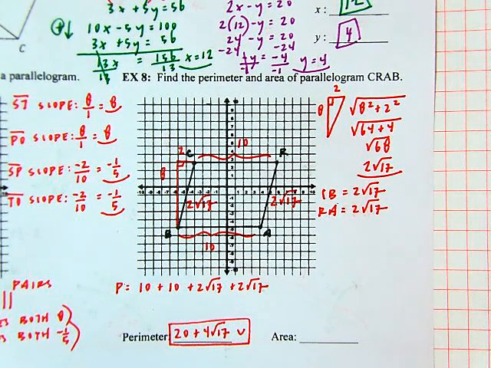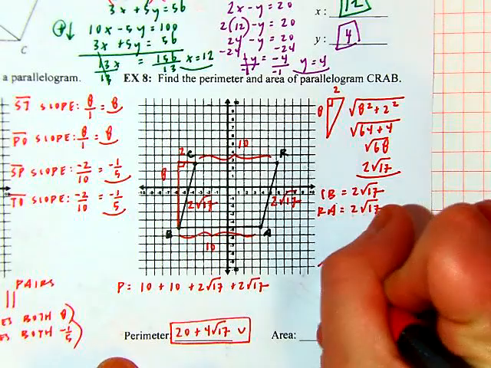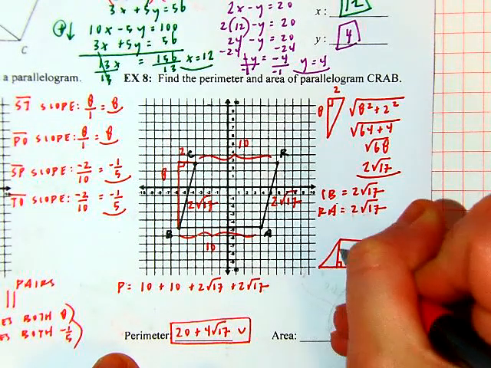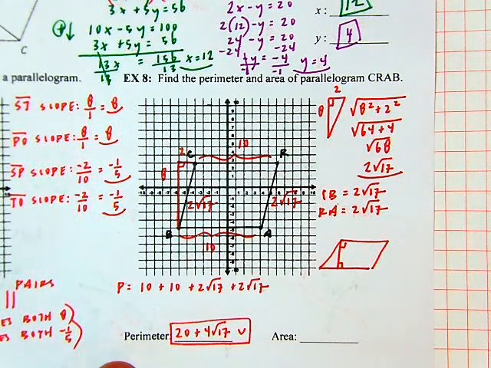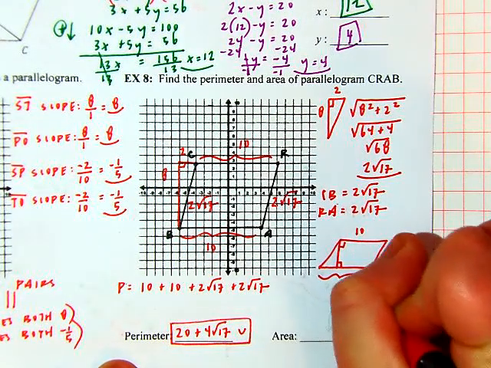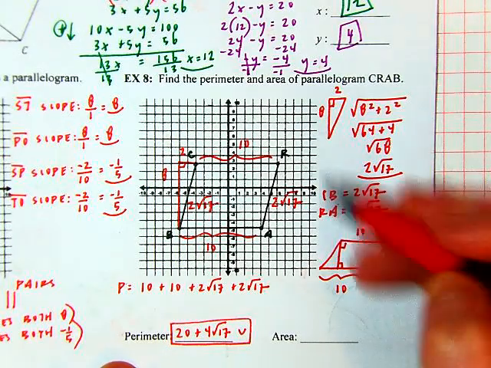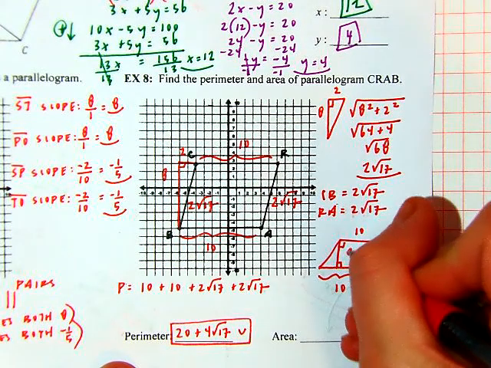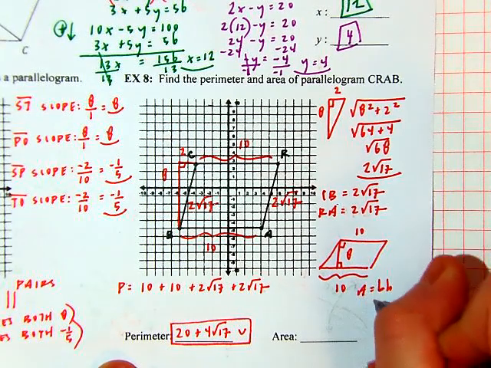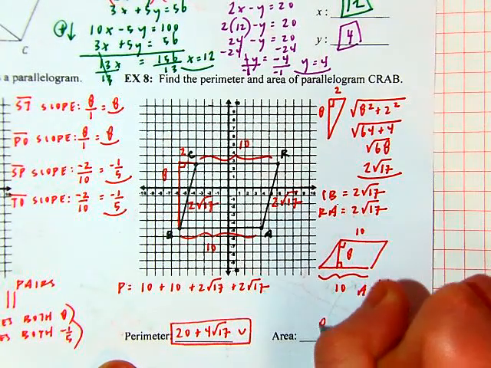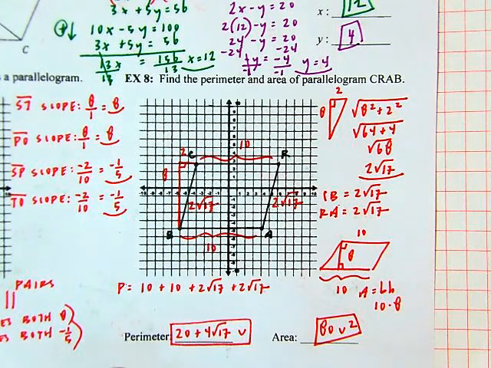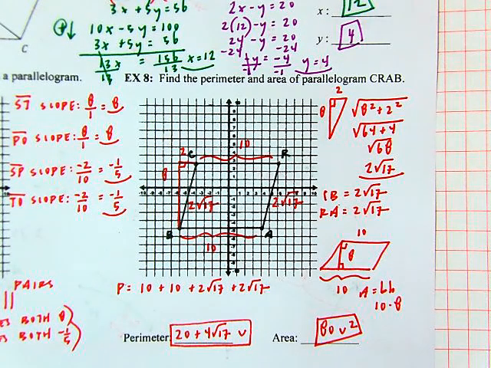Okay, my area, so again, I'm picturing my parallelogram, but I'm looking at that perpendicular segment that connects the two bases. So my two bases, they're both 10, right? This whole span is 10. And then the height, that perpendicular segment that connects them, is the 8. So if I'm just doing base times height, 10 times 8, I get 80. So 80 units squared for my overall area.